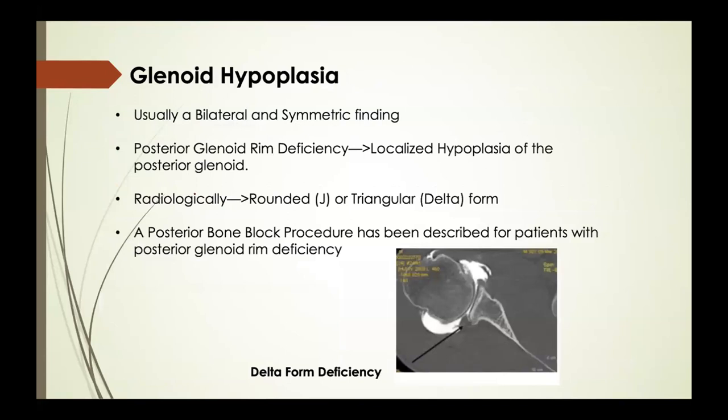Coming to glenoid hypoplasia, usually it is bilateral with symmetrical findings. For posterior glenoid rim deficiency, we should look for local hypoplasia of the posterior glenoid. Radiologically, we can find a rounded J shape or triangle delta form. For this, a posterior bone block procedure has been described for the patient with posterior glenoid rim deficiency.